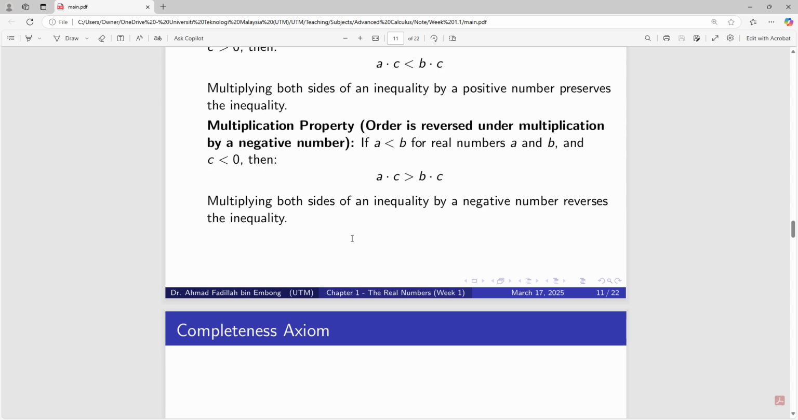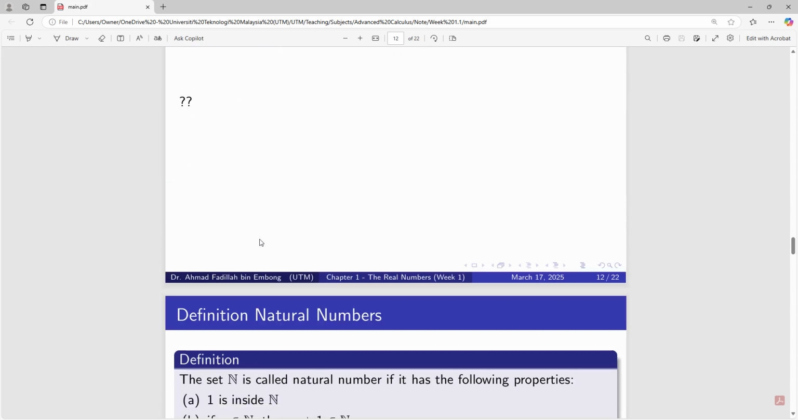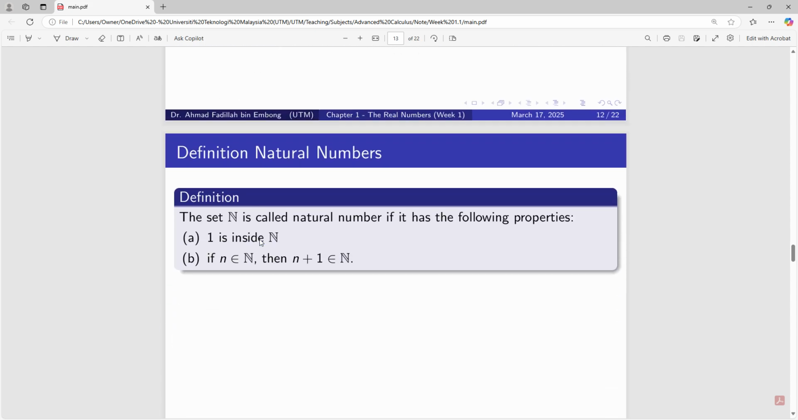Okay, so now the last part of the axioms or the properties of real numbers is called the completeness axiom. To define the completeness axiom, I will need some definition. So I need to introduce that definition or those properties first. Therefore I will hold off the completeness axiom for a while. So now we are going to define the natural numbers. The real numbers will start from the natural numbers. So let us give the definition of the natural numbers.